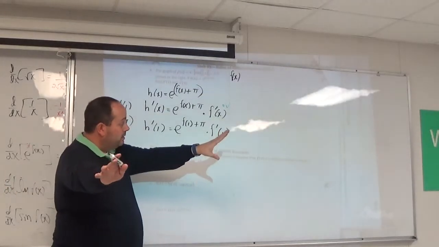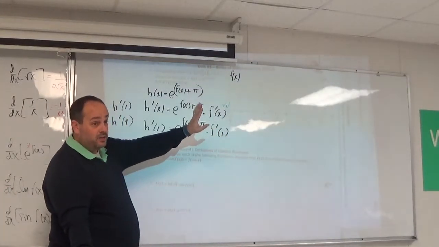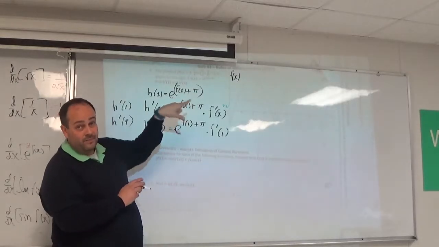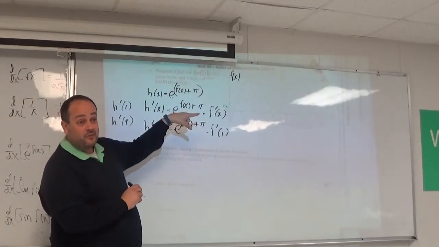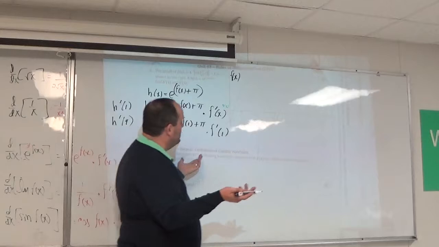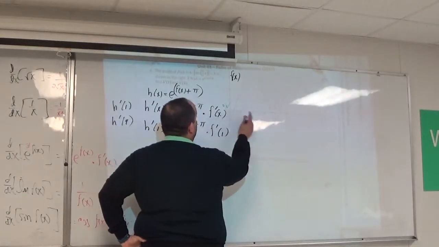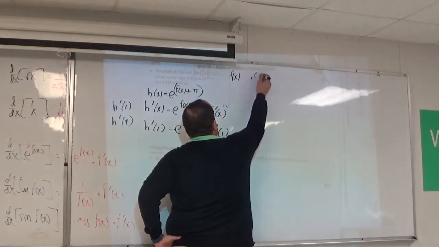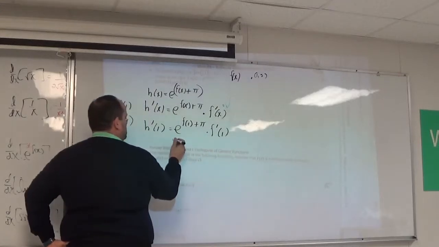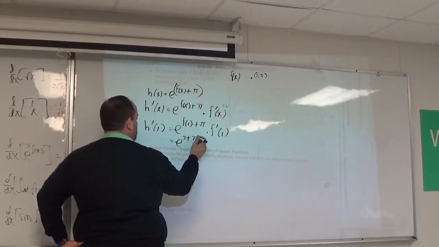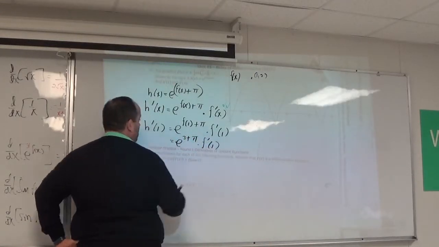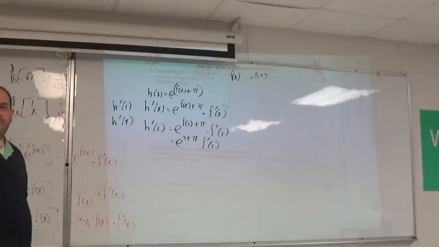You were given the graph for a reason. What's f of 1? F of 1 is this guy right here? 3. So this is e to the 3 plus pi, stay with me just for a second, it's totally worth it, times f prime of 1.